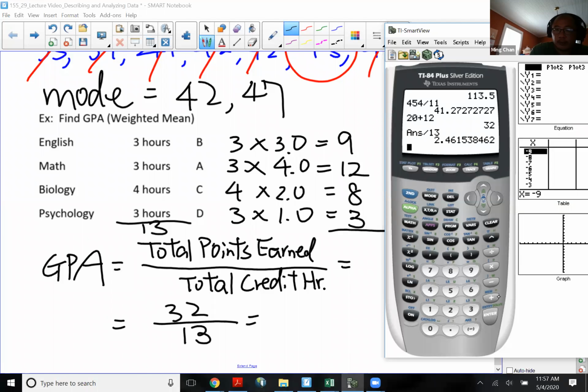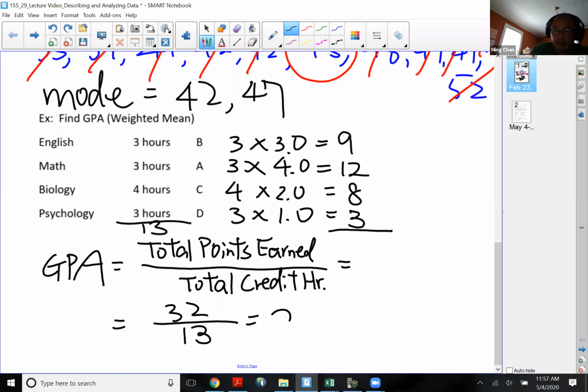GPA, always round to 2 decimal places. So that means I only have a 2.46 GPA. Okay, that's how we find GPA, the weighted mean.